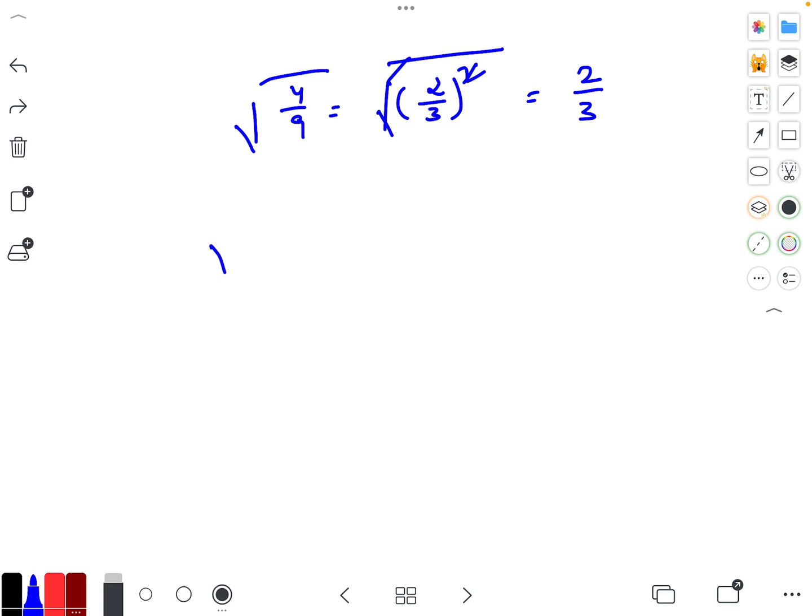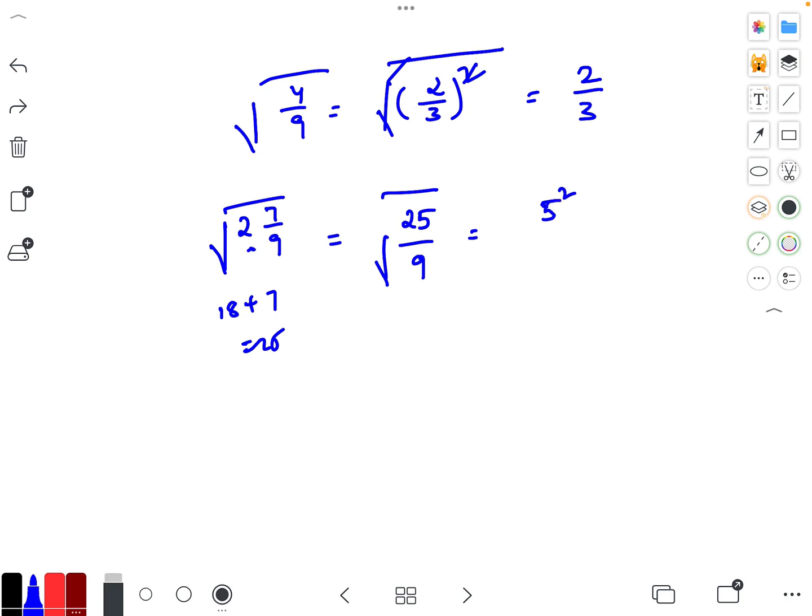Okay, say something we will do mixed fraction. 2 7 by 9. First you need to multiply these two. 9 2s are 18. 18 plus 7, that is 25. So 25 by 9 under square root. So this you can write 5 square. 5 square is nothing but 25. 9 is nothing but 3 square. Square and square root cancel, so 5 by 3. This is how simple it is, right?